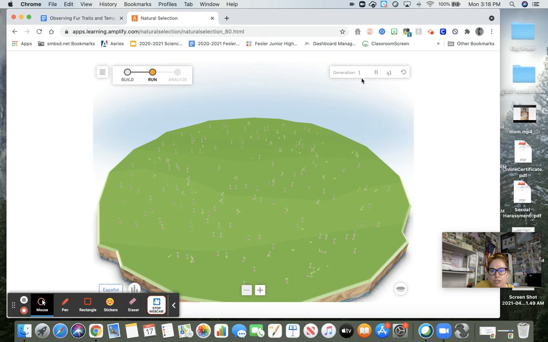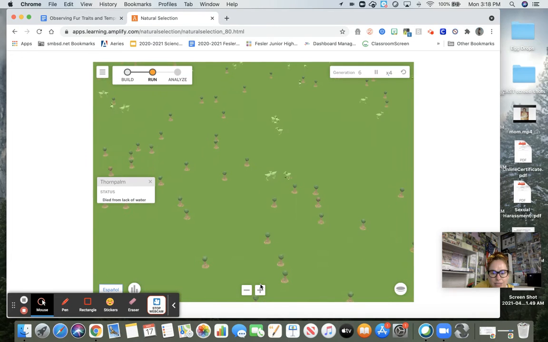Now notice it's at generation 1, and this is the key. This is at times 1. I want to fast forward, I want to make it go faster, so I'm going to take it to times 4. It just speeds everything up. And if you zoom in, you can see them like that.